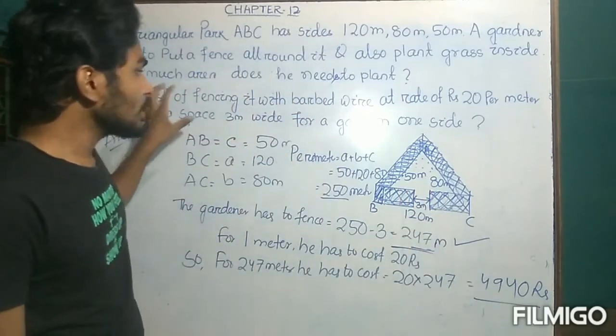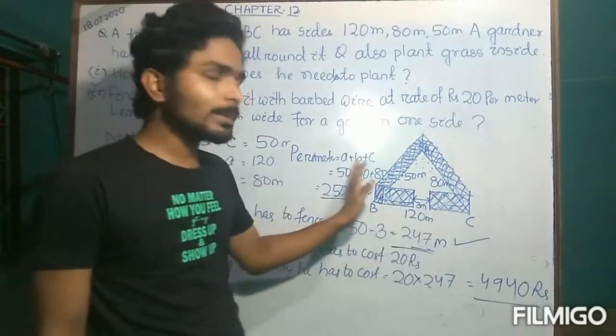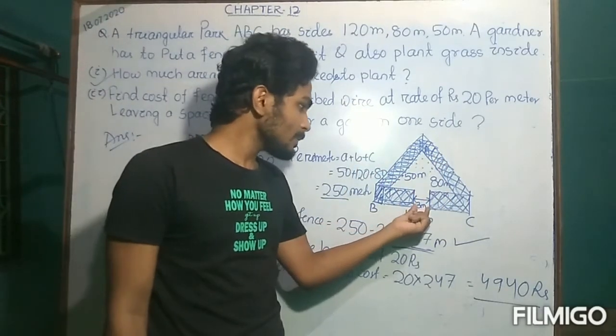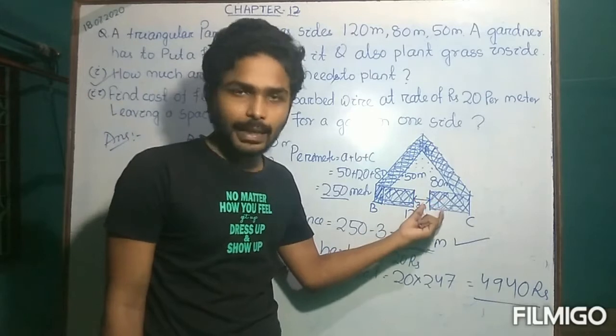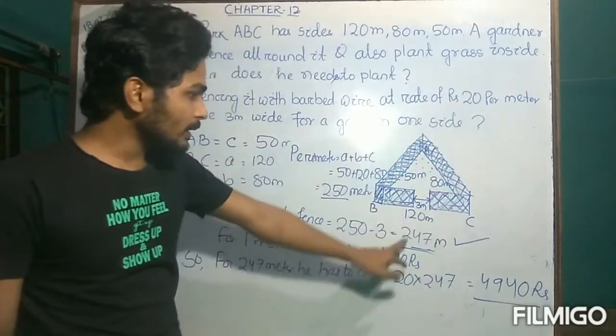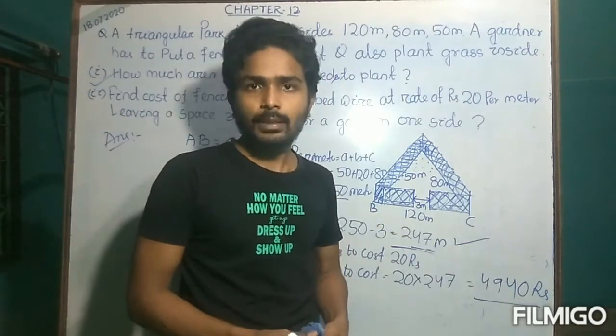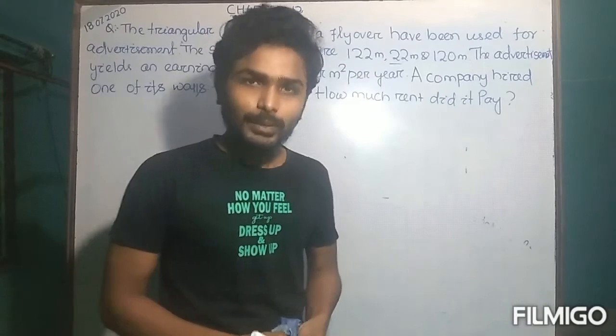Now question number 2, you have to first find the perimeter and subtract 3 meters from this perimeter, because this space should be left behind for the gate, and for 1 meter he has to pay 20 rupees. So for this length he has to pay 4940 rupees. Okay. So now coming to question number 2.